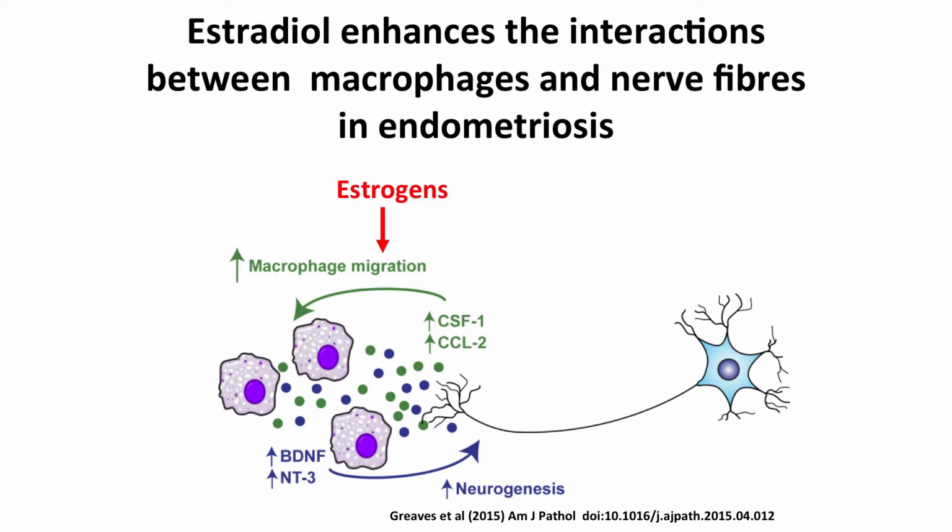So we came up with this schematic where locally acting estradiol stimulates nerve fibres, and they increase the expression of CSF1 and CCL2, which is an important chemokine for macrophages. This enhances macrophage migration into lesions, and estradiol acting on macrophages causes an increase in brain-derived neurotrophic factor and an increase in neurotrophin 3, which promotes neurogenesis. So we think that these cellular interactions might be important in the generation of pain in endometriosis.